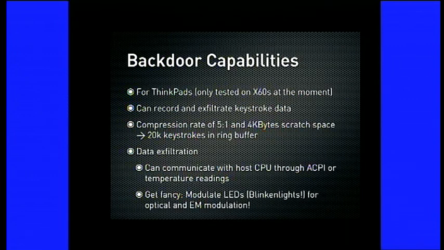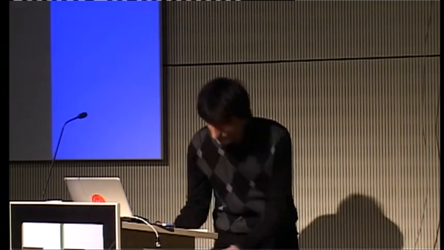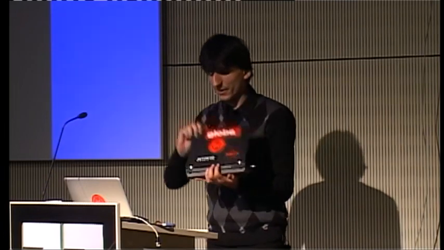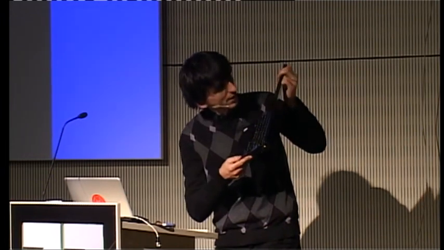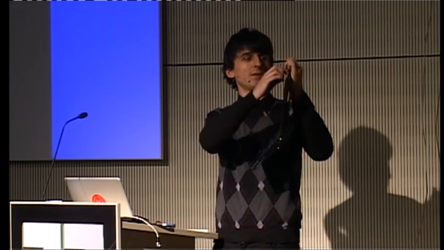Now you ask yourself, how do you exfiltrate it? So the first thing I came up with was, okay, it communicates with the host CPU, so I can exfiltrate it through temperature readings. Then I thought about this again, and I was like, no, that's boring. But it connects to this ThinkLight, and if you think about it, the ThinkLight is up here. It'll start blinking in a second, hopefully. So you have a wire running through here.